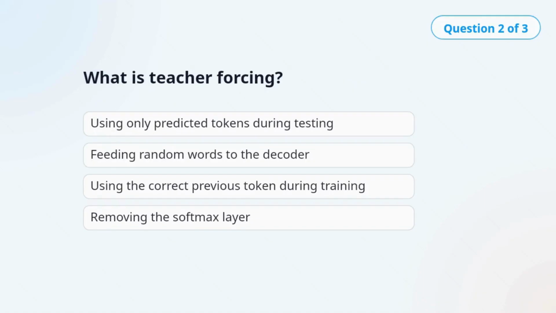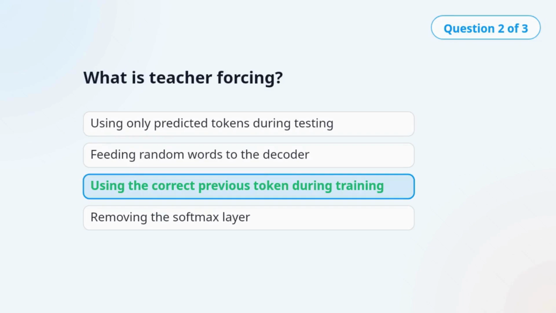Question 2. What is teacher forcing? The correct answer is using the correct previous token during training. Teacher forcing supplies the actual target token to the next decoder step during training.